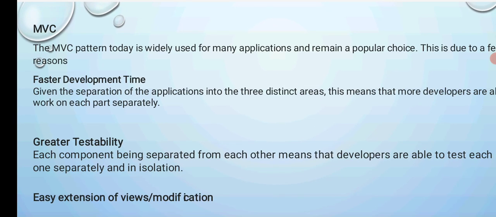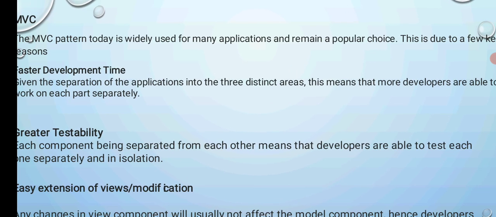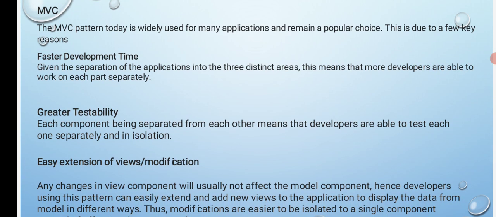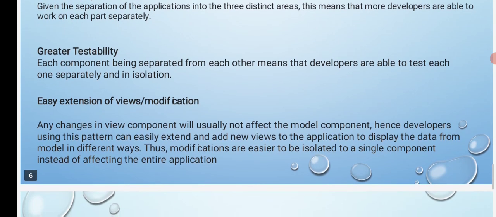The model view controller pattern today is widely used for many applications and remains a popular choice. This is due to a few key reasons. First, faster development time. It is a separation of the application into three distinct areas, so more developers are able to work on each part separately. Greater testability. Each component being separated from each other means that developers are able to test each one separately and in isolation.